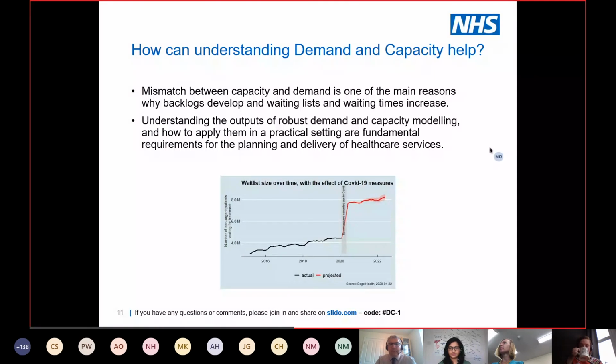And obviously, this is going to bring significant pressures to the system. So understanding of our demand and capacity is probably more crucial and more important now than at any time.